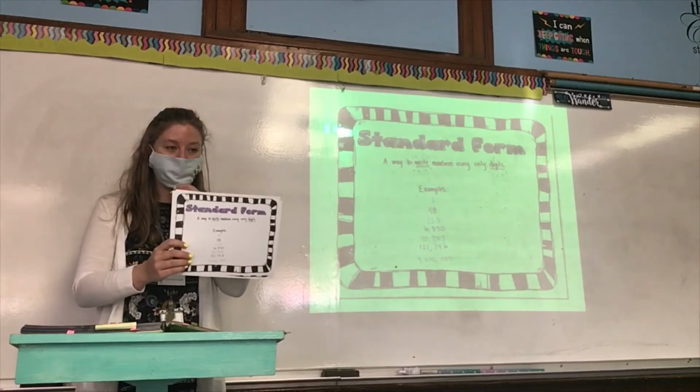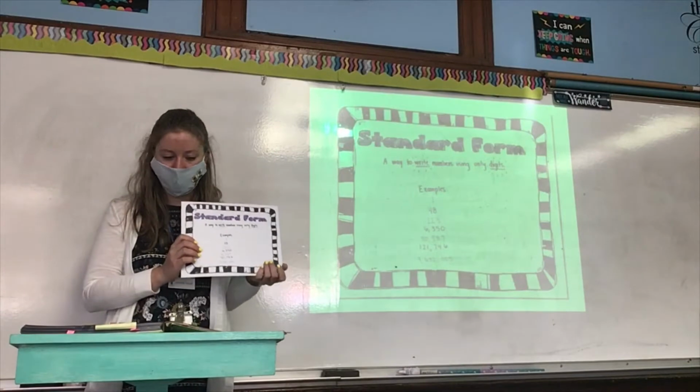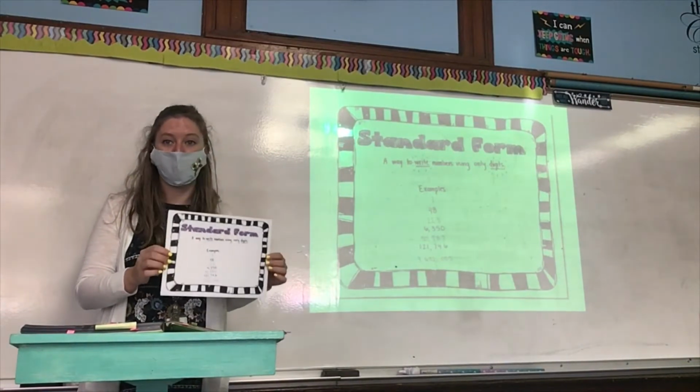Everybody look at the anchor chart that says standard form at the top. We're going to talk about this really quick. Today's lesson is all about different ways to read and write numbers.